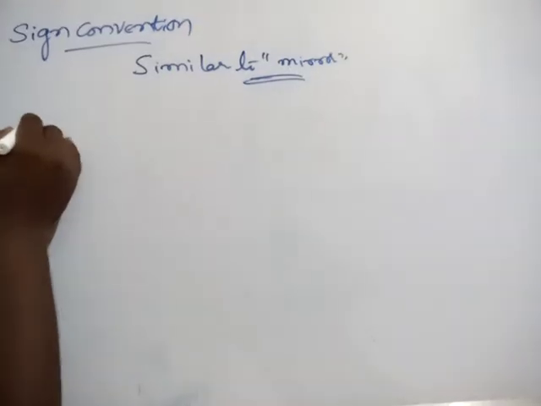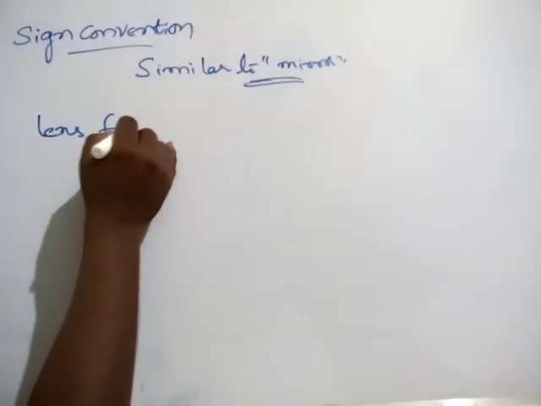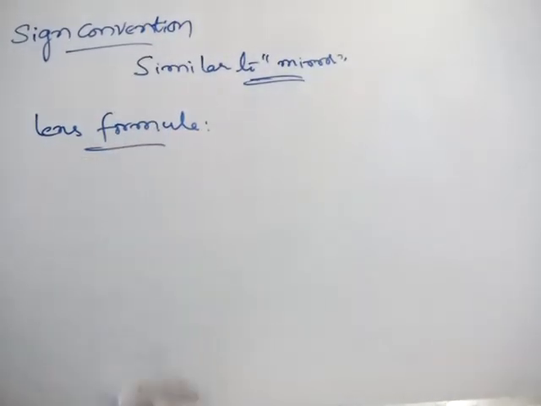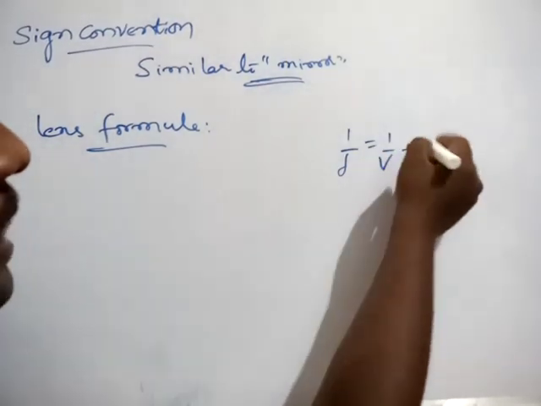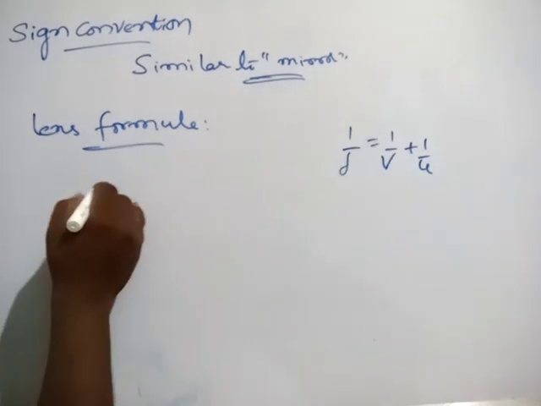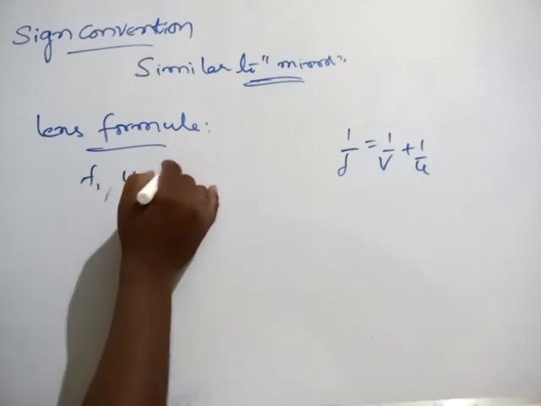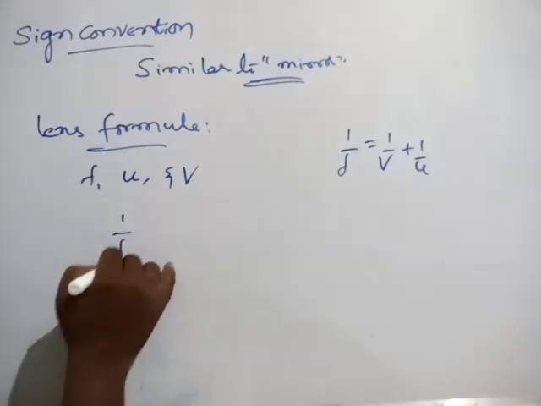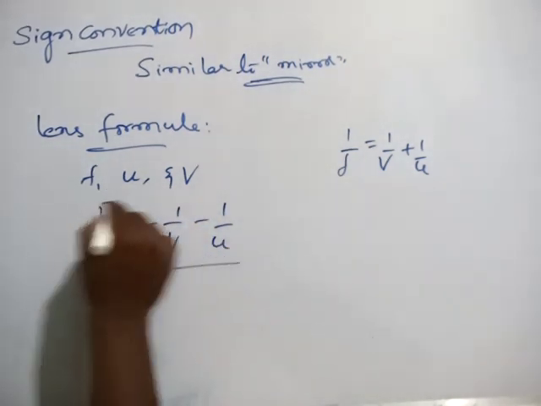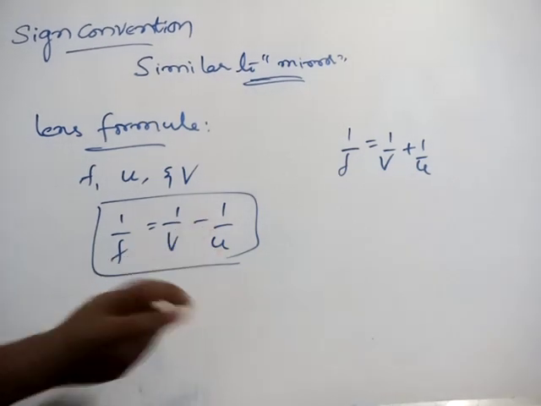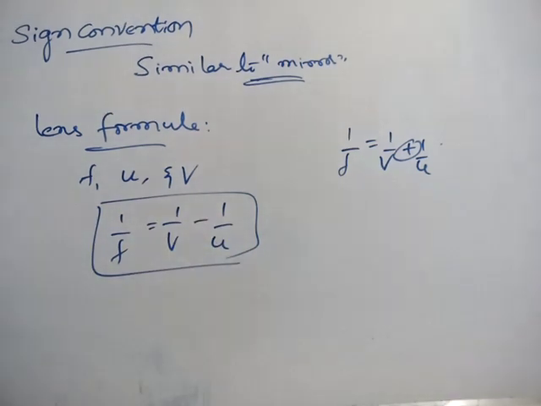Next one is the lens formula. This is similar to the mirror formula. In the mirror formula, 1/f = 1/v + 1/u. Here the lens formula is the relation between f, u and v: 1/f = 1/v - 1/u. In the case of mirrors it is plus, here it is minus. This is the lens formula.